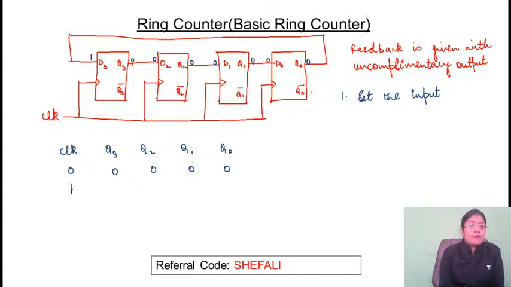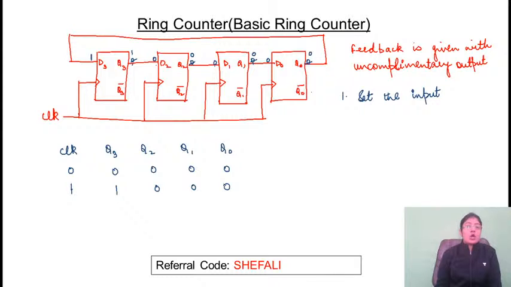This is a delay flip-flop. So if the input is 1, it will update the value to 1. If the input is 0, the output will be 0. So what output are we getting? We are getting 1, 0, 0 and 0.